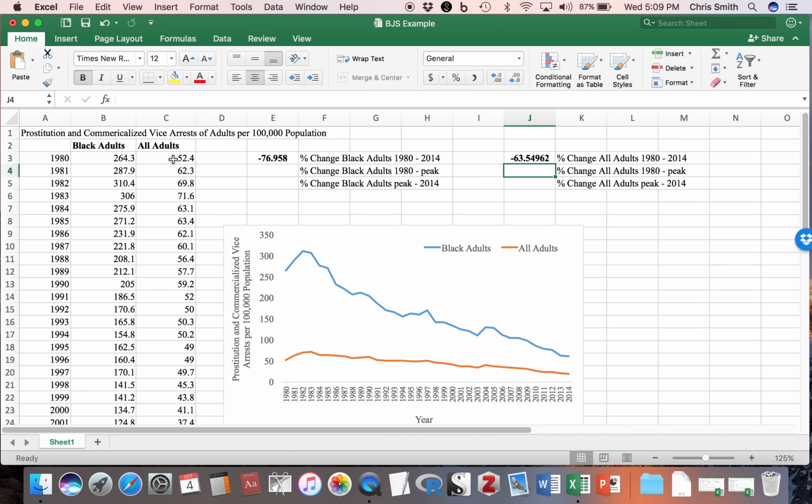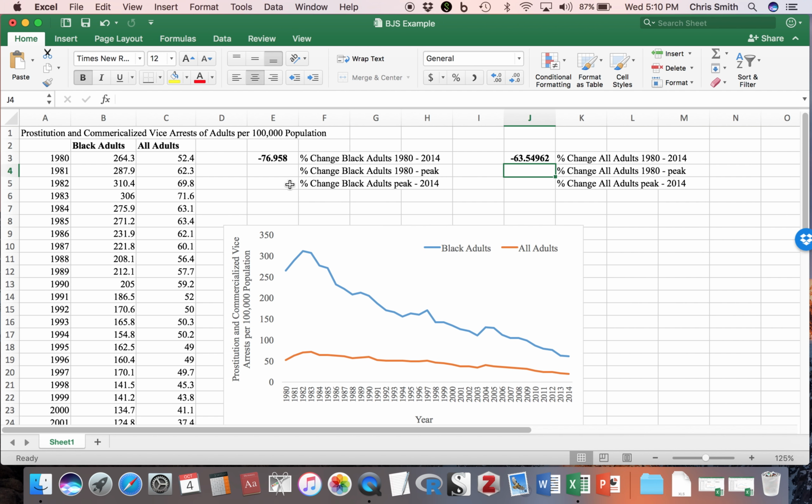So for this, you could write from 1980 to 2014, the prostitution and commercialized vice arrest rate for all adults decreased by 65%. You could note that this rate was a less dramatic decrease than the Black adults, as long as you're emphasizing elsewhere in your paper that there is a dramatic difference in the rates between Black adults and all adults.